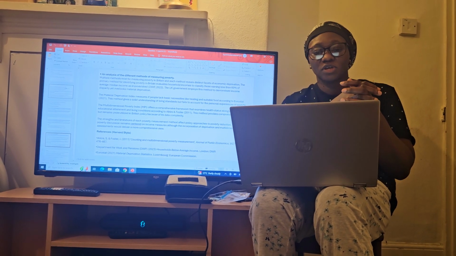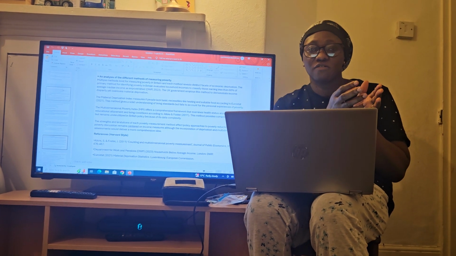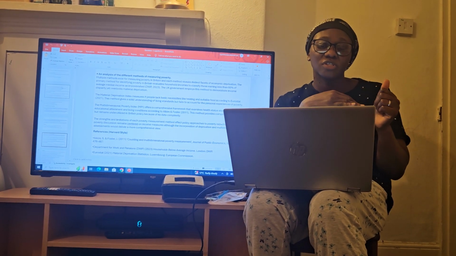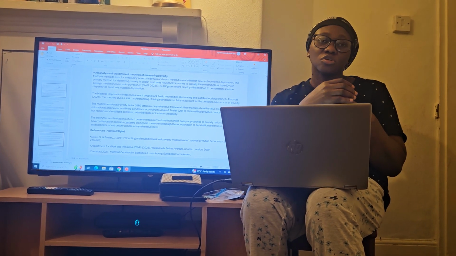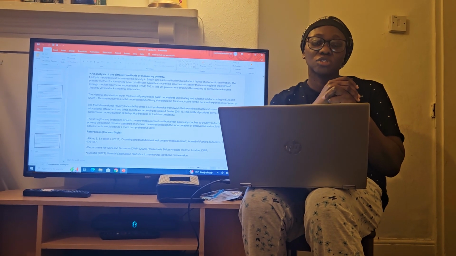The strengths and limitations of each poverty measurement method affect policy approaches to poverty reduction. The UK poverty discussion remains centered on income measures, although the incorporation of deprivation and multidimensional assessment would deliver a more comprehensive view.